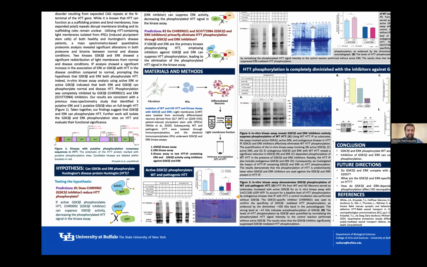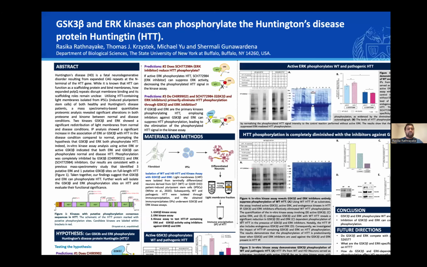identified yet. So this project aims to prove the phosphorylation of Huntingtin by two major kinases called GSK3-beta and ERK, and also to demonstrate how Huntingtin phosphorylation is elevated under the disease condition compared to normal. Therefore, today's presentation is titled GSK3-beta and ERK kinase can phosphorylate the Huntington disease protein, Huntingtin.